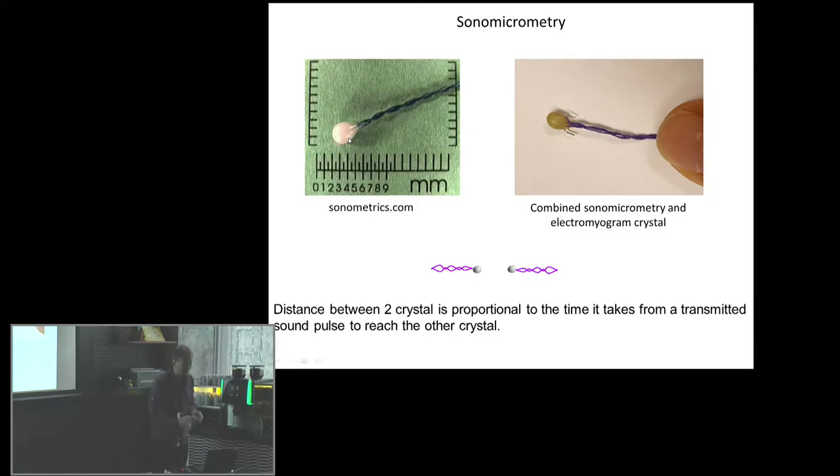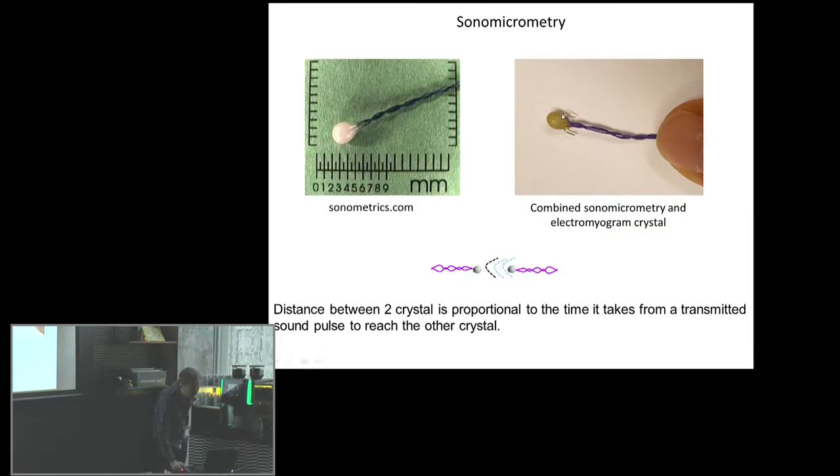One such crystal can send a sound wave, or it can actually hear a sound wave. The time it takes from this crystal to send the sound to the other one that receives it is proportional to the distance between the two crystals. So you can then record the distance between multiple crystals. One can send, and then all the other crystals can measure the time it takes for the sound to reach them, and then you have the distance between them. And they can both send and receive sound, so you can go both ways. This one can send, and this one can send.